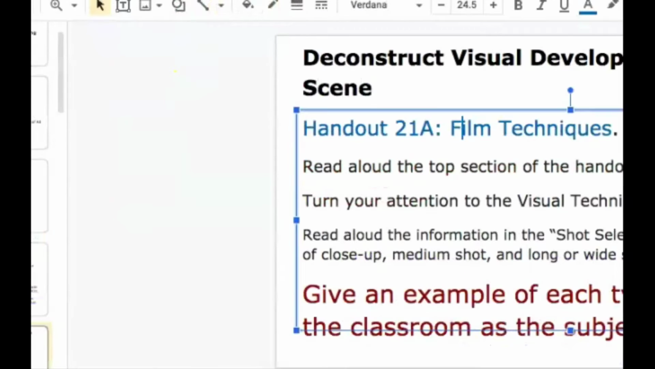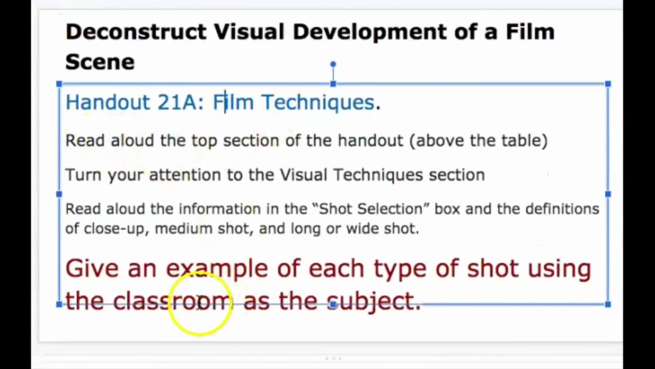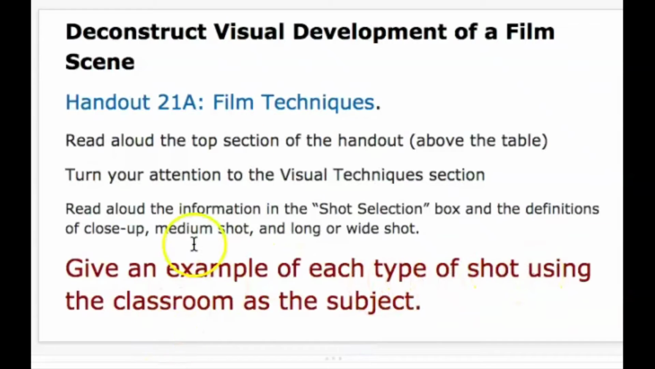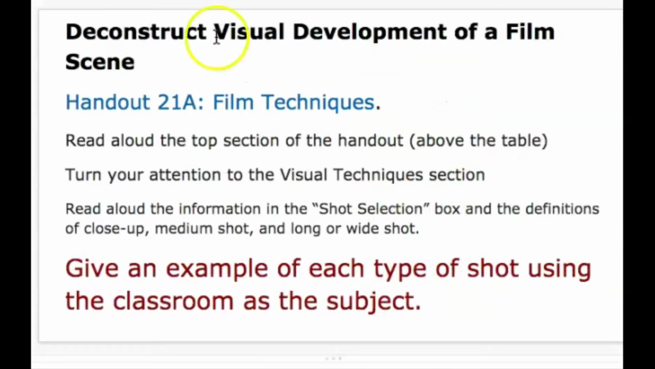That's what you're going to be looking at when you think about film techniques. As you're going through, I want you to give an example of each type of shot using the film techniques that we just looked at. Where did you see a close-up? Where did you see a medium shot? Where did you see a long shot? And what were they trying to signify or signal or emphasize?